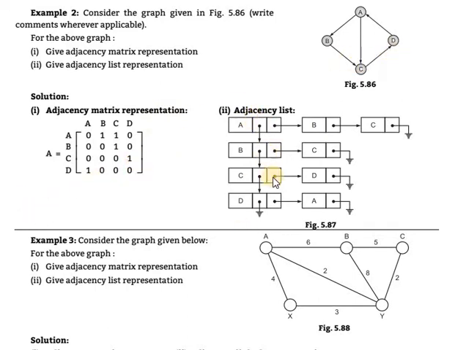In the list, write A, B, C, D. A goes to B and C, so write B, C, not D, because D is incoming; these are the outgoing, write them down. B to only C, C to only D, D to only A. Clear that?